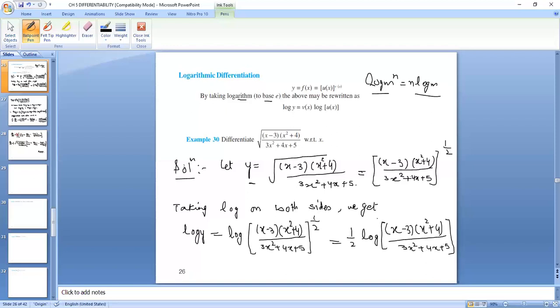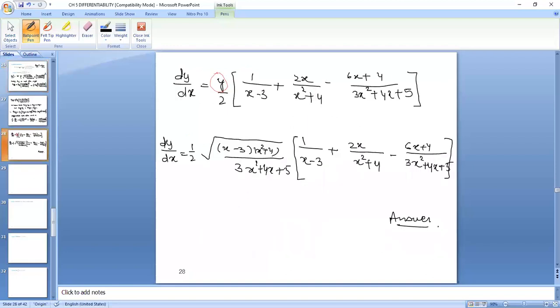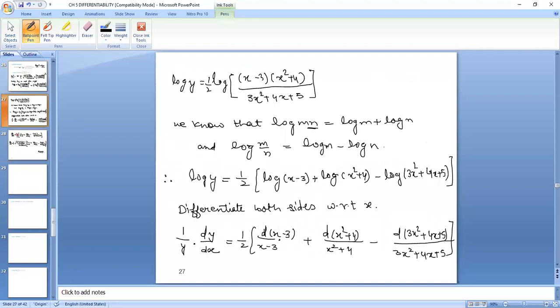So it will be log y. Now we will apply the formula that log mn is equal to log m plus log n and log m by n is equal to log m minus log n. We are having log y is equal to 1 by 2 log of x minus 3 into x square plus 4 upon 3x square plus 4x plus 5. So we will apply the formula. It will be 1 by 2 log m plus log n minus log of this 3x square plus 4x plus 5.